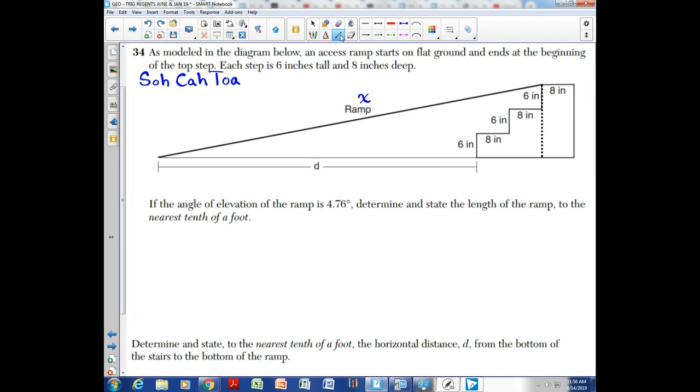And since I already have the angle, which is 4.76 degrees, I know I could find x, the ramp, if I knew at least one of the sides. So I could see that if this right here is 6 inches, and this is 6 inches, and this is 6 inches, that I could find that side opposite my angle by adding 6 plus 6 plus 6, which is 18 inches.